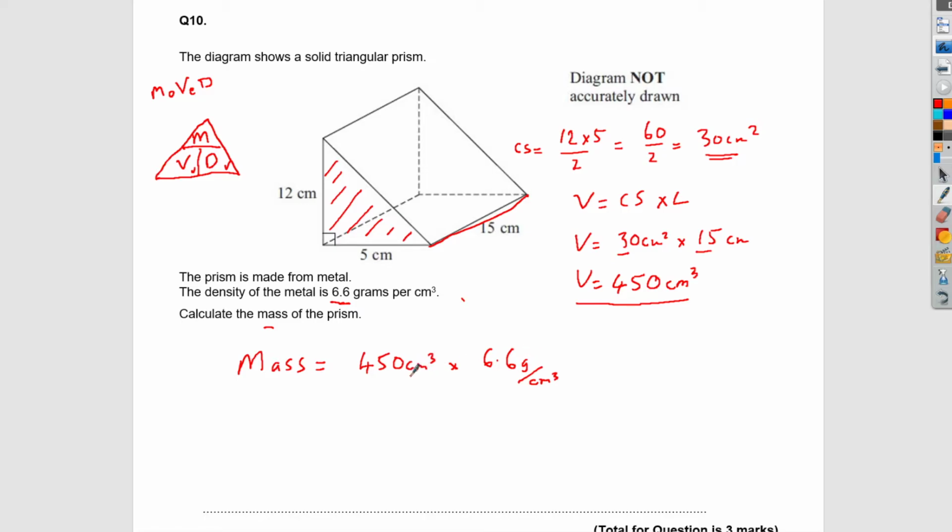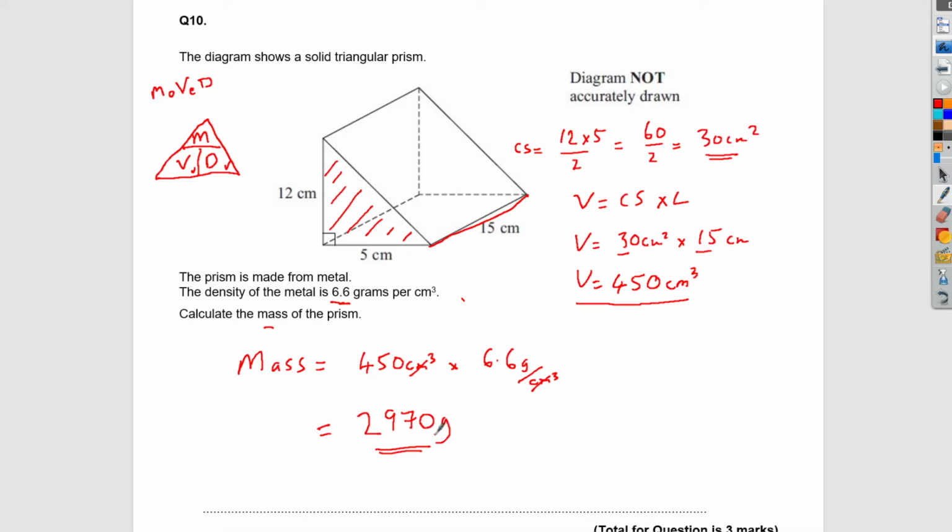The centimeter cubes are going to cancel in this form. If I put that into my calculator and type in 450 times 6.6, I'm going to get a total weight of 2,970 grams. Now, you can leave that as your mass as 2,970 grams.